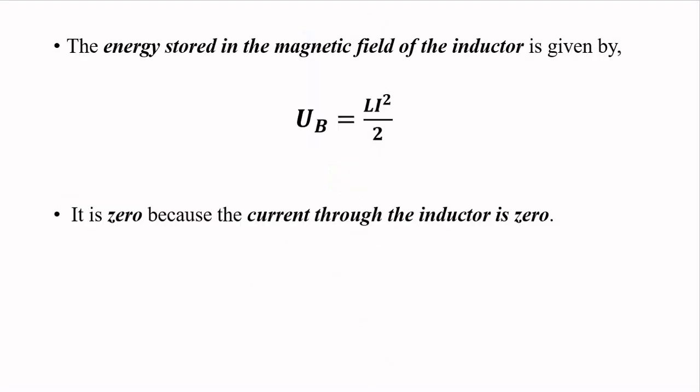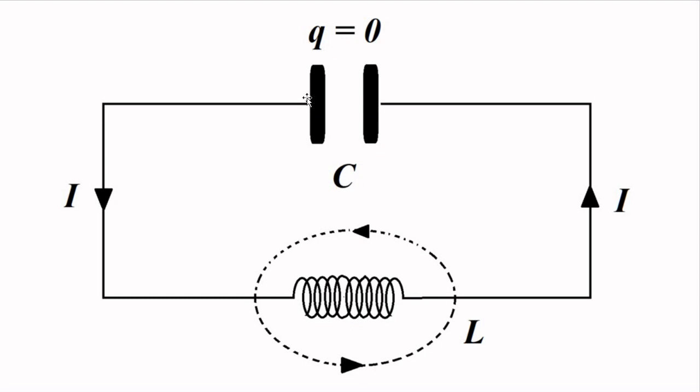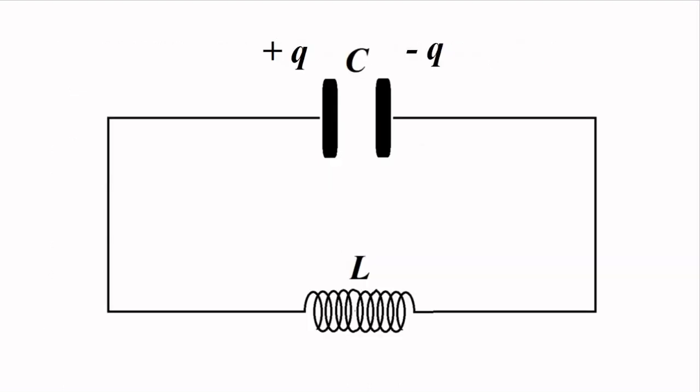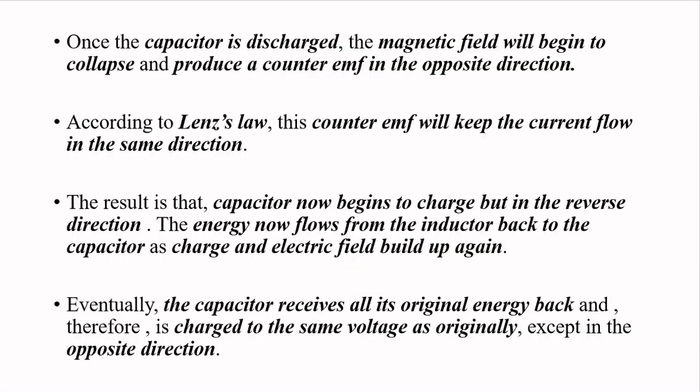At this stage, when the charge on the capacitor is 0, the energy of the inductor is maximum and the energy of the capacitor is minimum. At the initial stage the energy of the capacitor was maximum and the energy of the inductor was minimum, that is 0. Now what happens?